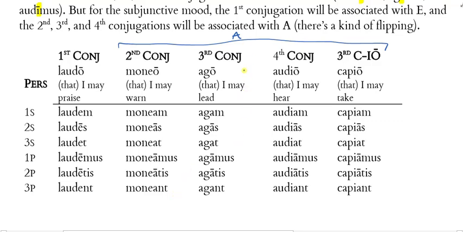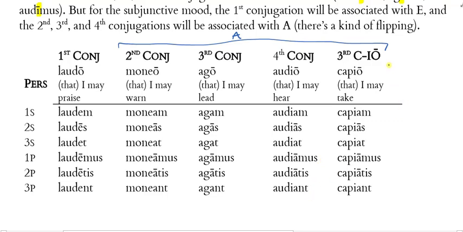For third conjugation, ago, notice we have the A's throughout here as well. Agam, agas, agat, agamus, agatis, agant. And with audio, our fourth conjugation verb, we have A's throughout. Audiam, audias, audiat, audiamus, audiatis, audiant.